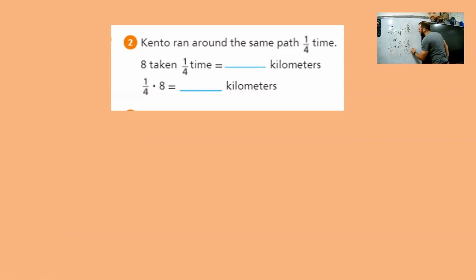Now you have to figure out what 8/4 is. Well, how many fourths make a whole? 4. How many 4s are in 8? 2. So your answer is 2 there. If the path was 8 kilometers long and he only went a fourth before he gave up, he went 2 kilometers.